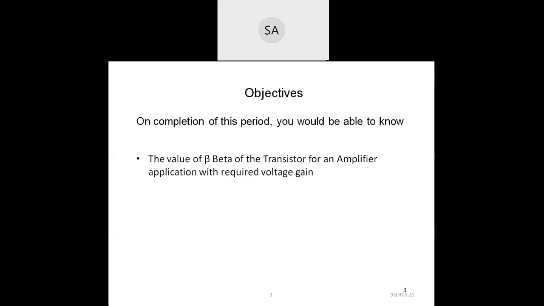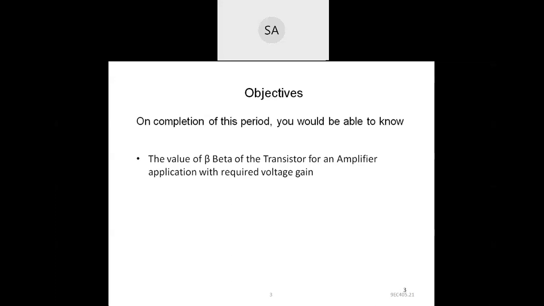Alpha is IC by IE, that is output current by input current, in the common base, where the base is common to the input and output. Common base means the input current is IE and the output current is IC, so alpha is the output current gain, IC by IE. Common emitter current gain is beta. Common emitter means the emitter is common to the input and output, so the base emitter junction is the input side and the collector emitter junction is the output side. Here the gain is IC by IB.